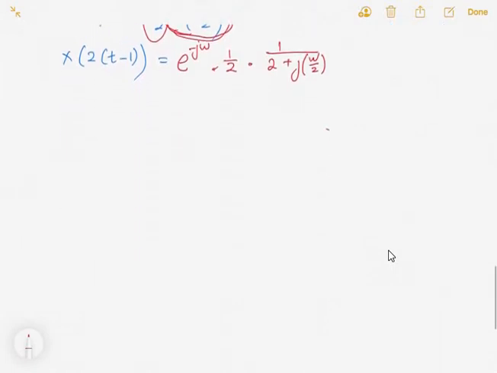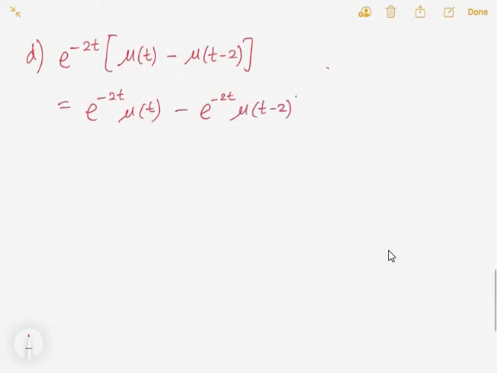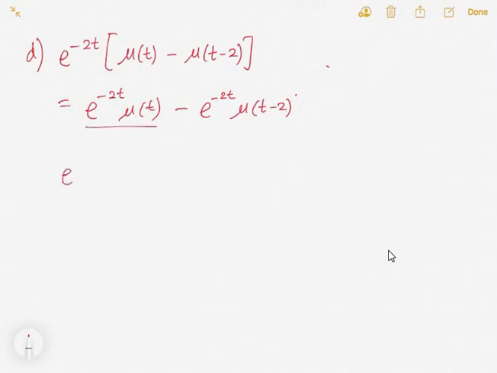Okay, next we look at another question. That is e^(-2t) u(t) minus u(t minus 2). So we multiply in, we get e^(-2t) u(t) minus e^(-2t) u(t minus 2). Let's look at e^(-2t) u(t). What do you get? You get 1 over 2 plus j omega, right? The 2 refers to this one.